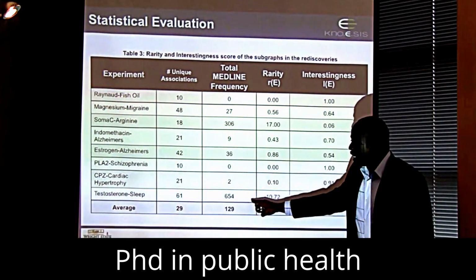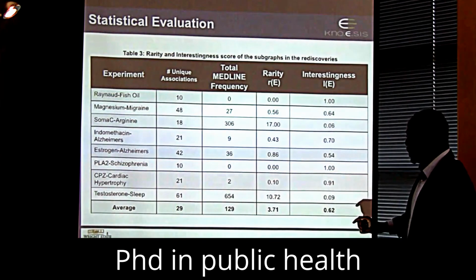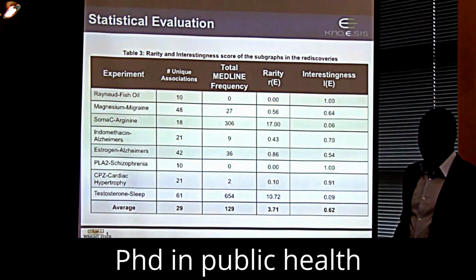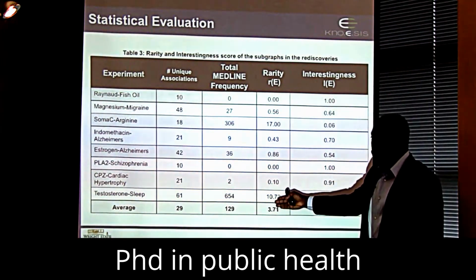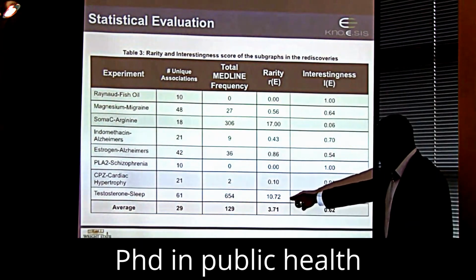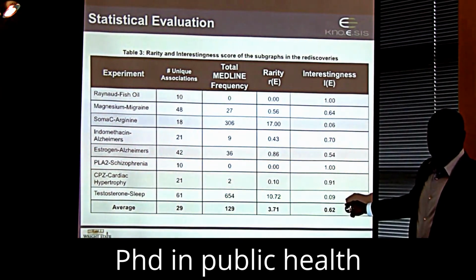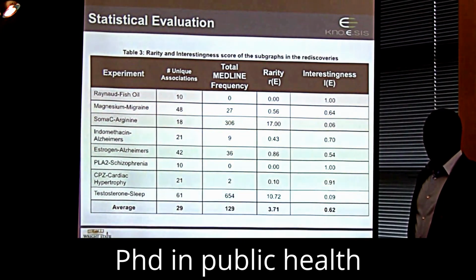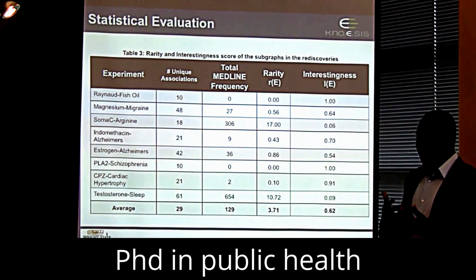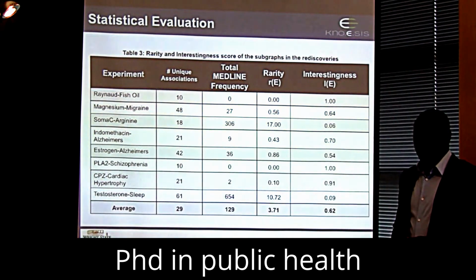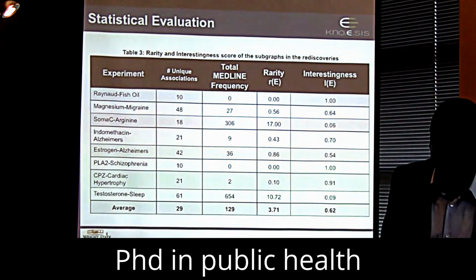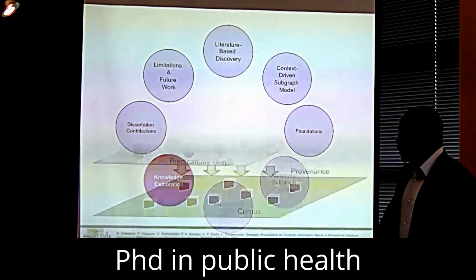For testosterone and sleep, the discovery made by Tom Rindfleisch and Chris Miller, there were 654 articles that contained the unique associations. That's an average of about 10 or so articles per association, and so these are not as interesting. I would go back to my demo, but we have found in an individual subgraph for testosterone and sleep the exact information that Tom and Chris Miller showed. This is quite interesting stuff, I believe. So just to wind things down.